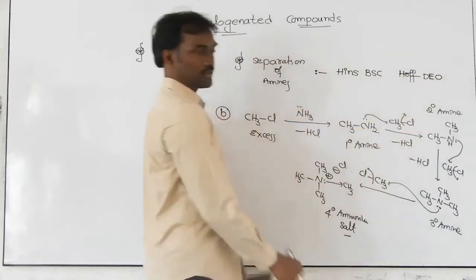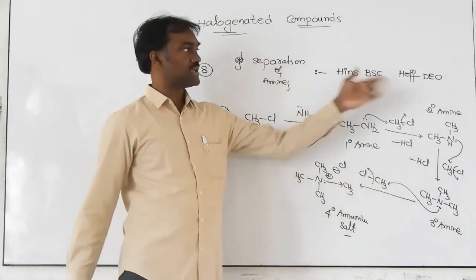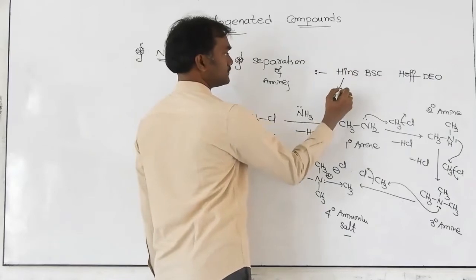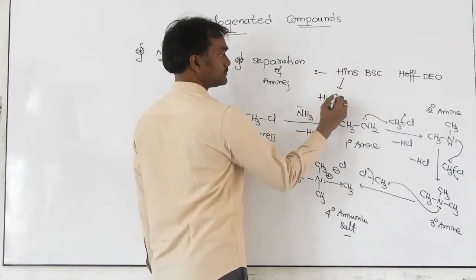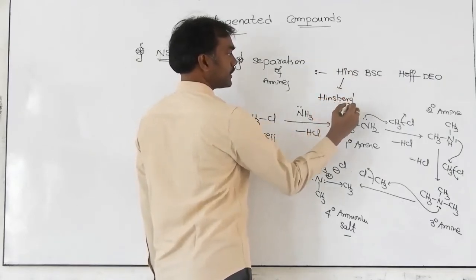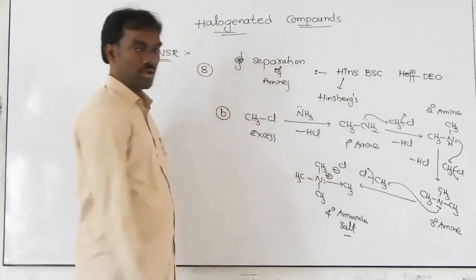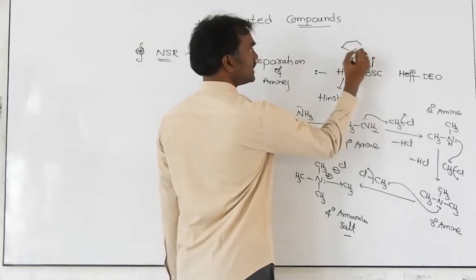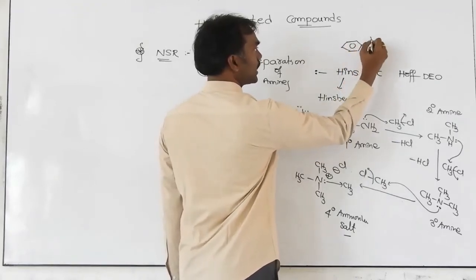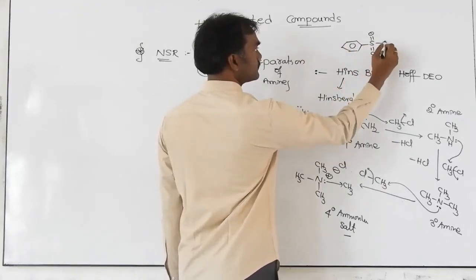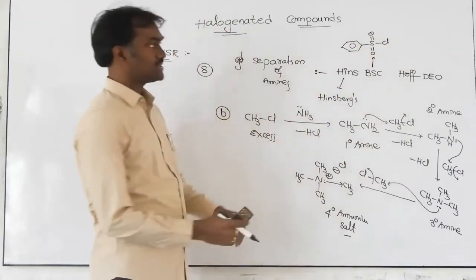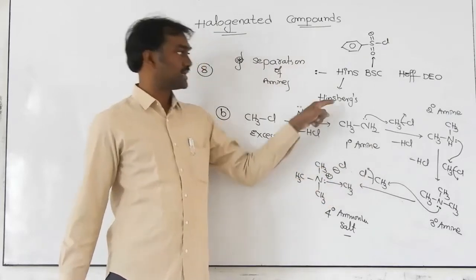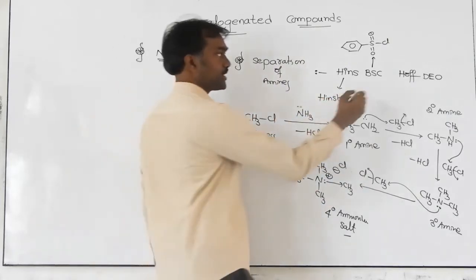To remember that easily: Hinsberg's method. What is the reagent? Benzene sulfonyl chloride. By using benzene sulfonyl chloride, we are separating amines, all primary, secondary, tertiary. This is called Hinsberg's method.